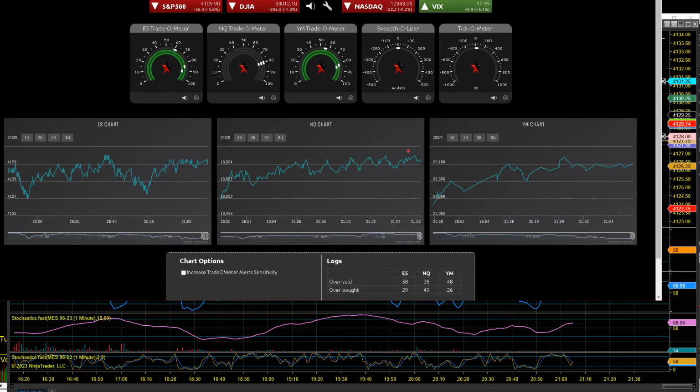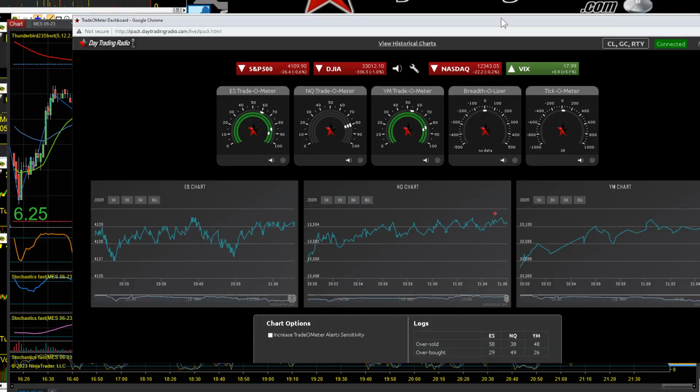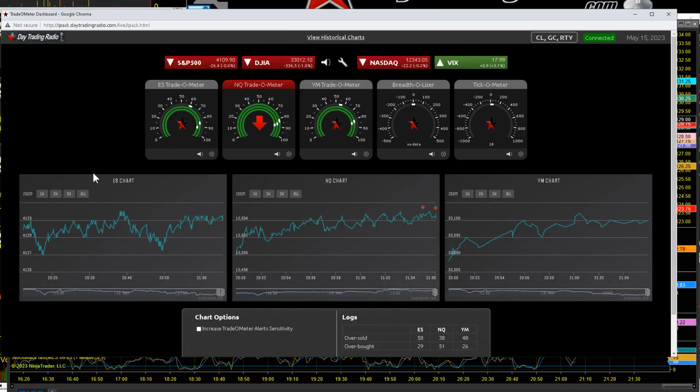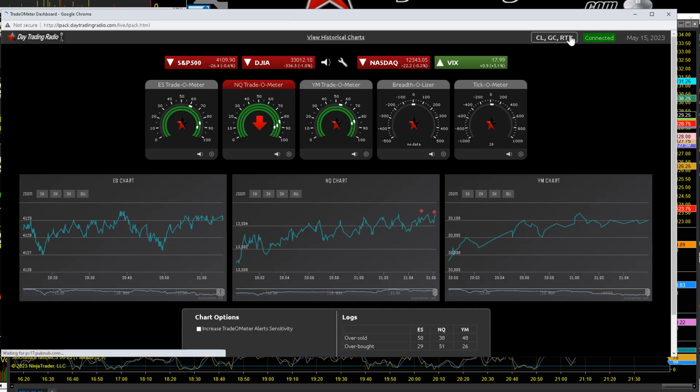It's my order entry indicator. It is a fantastic tool for scalpers of futures. It tracks the ES, NQ, YM, Russell, gold, and oil. But we mainly use it for the ES, NQ, or YM. The Russell's on the other side.